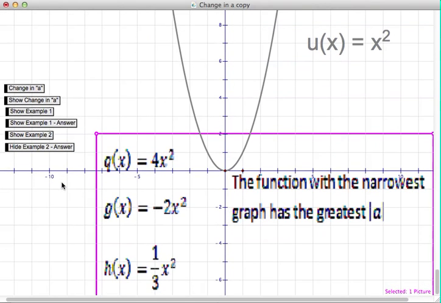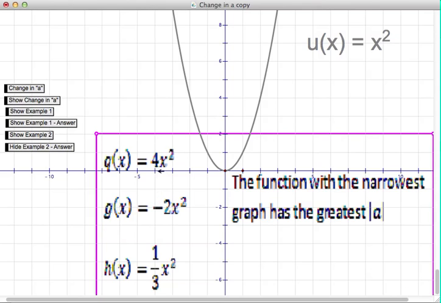What you should have said was that 4x squared was the most narrow graph. Negative 2 is still narrow even though it's negative and upside down, but 4 is a bigger number. So 4 is more narrow than negative 2. Negative 2 is still more narrow than the parent function. And 1/3 is by far the widest of those 3.